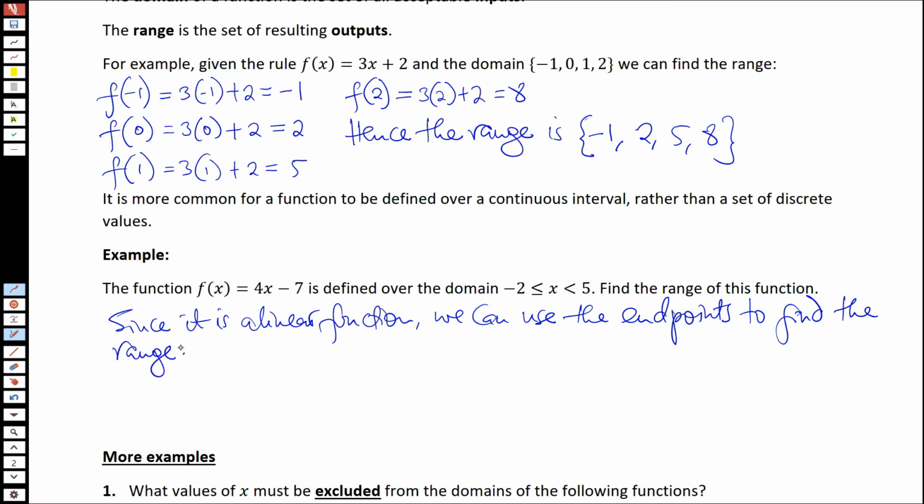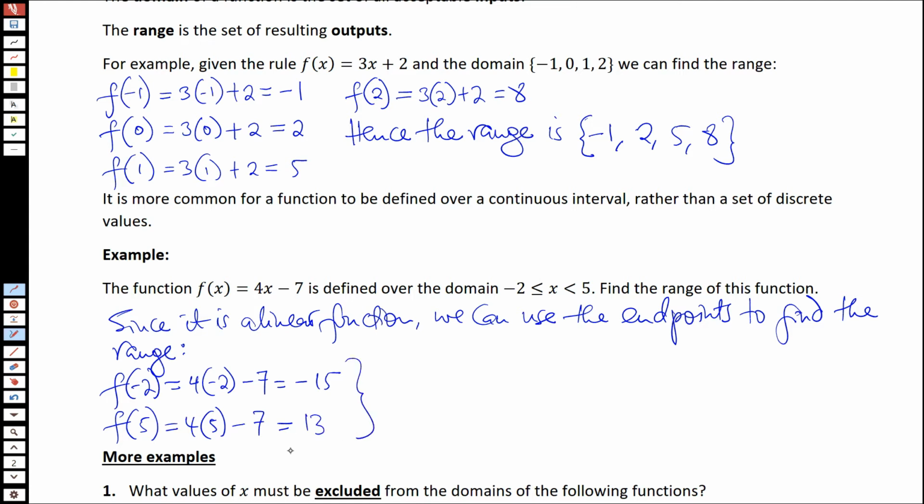So basically, the endpoints are negative 2 and 5. We want to find the value of this function when x is equal to negative 2 and when x is equal to 5. When x is equal to negative 2, we have 4 multiplied by negative 2 plus 7, which will be equal to negative 1. And when x is 5, we have 4 multiplied by 5 plus 7, which will be equal to 27.